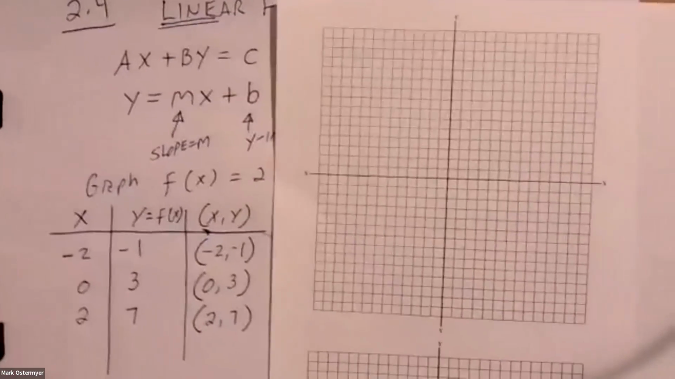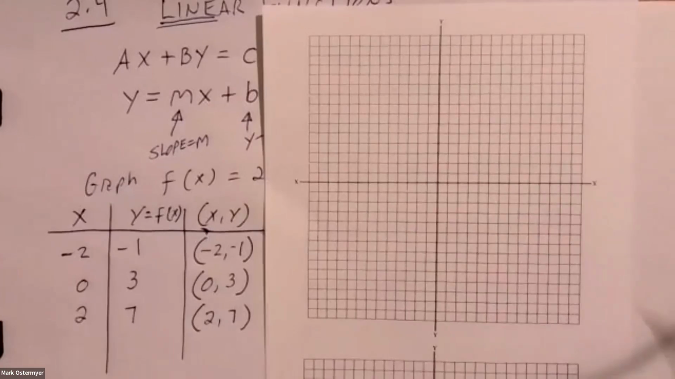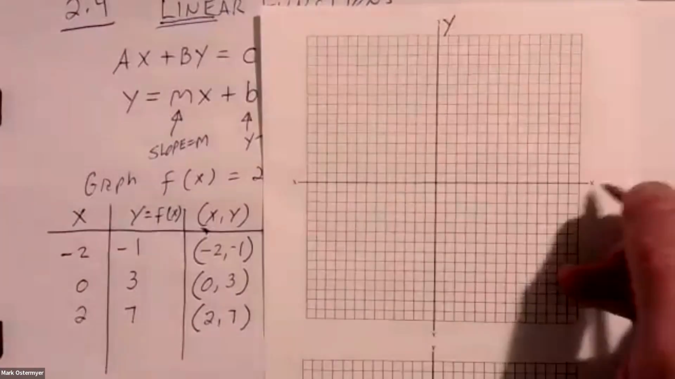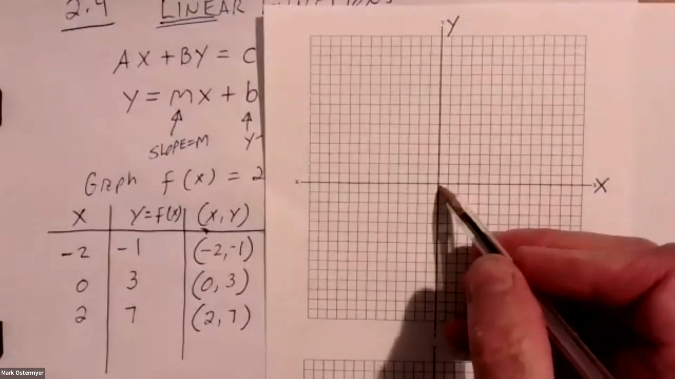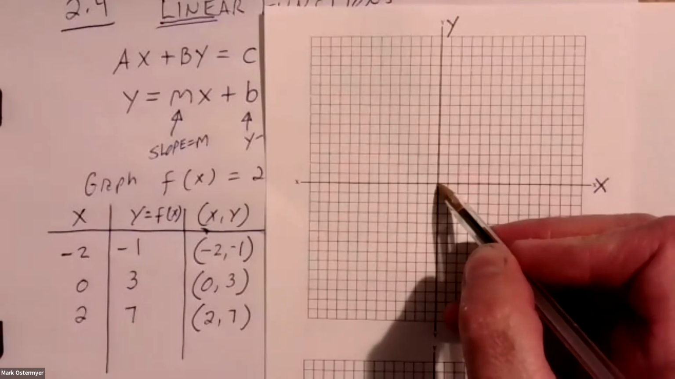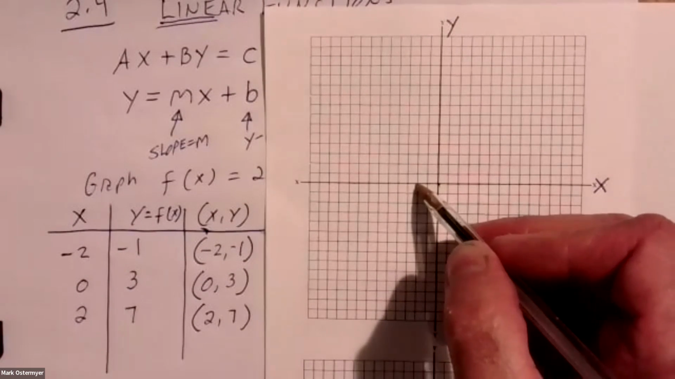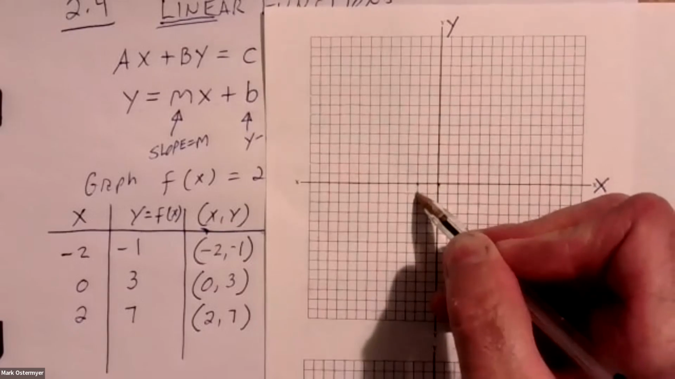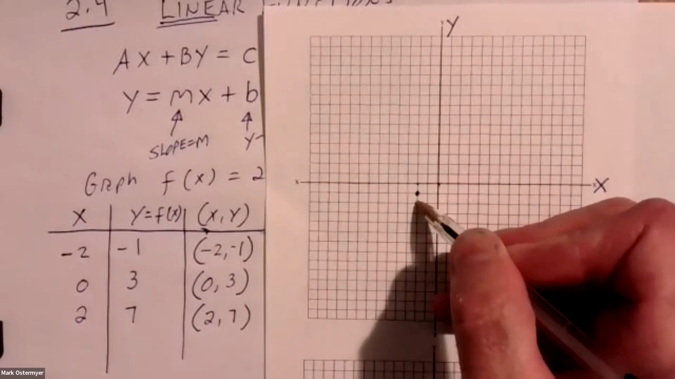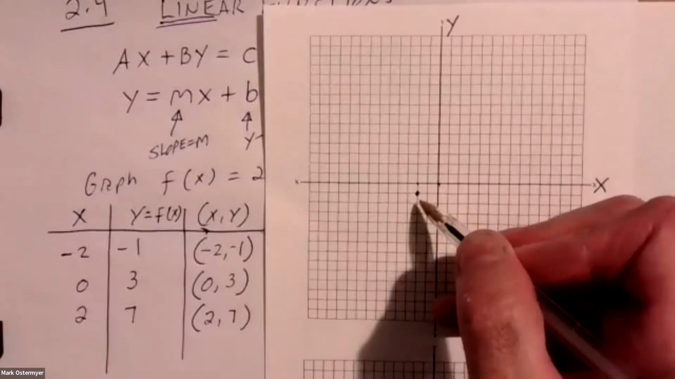and I'm going to plot these points in the xy plane. Of course, this is your y-axis, this is your x-axis. Plotting -2, -1, we start at the origin, and I move 2 units to the left on the x-axis, -2, and then I move down 1 unit parallel to the y-axis, -1. So -2, -1 is a point that finds itself in the third quadrant.